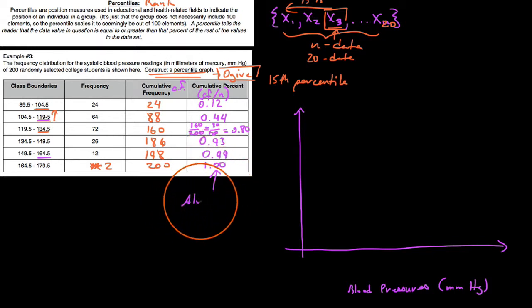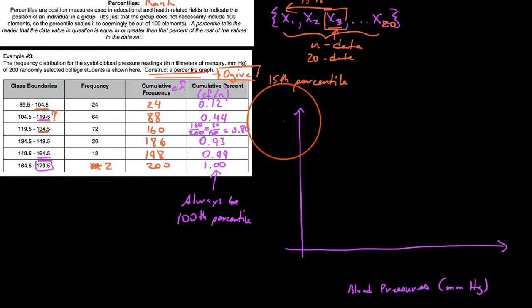Should always be the 100th percentile. The reason why is because this last data value was the end of the data set, you've counted everybody up. So this blood pressure should be bigger than or the same as 100% of the rest of the people in the data set, because nobody was greater than that.